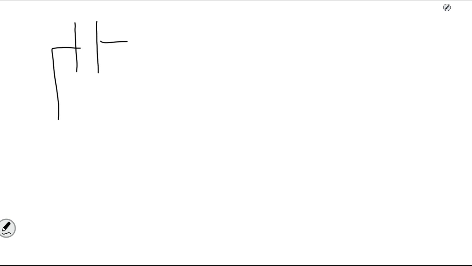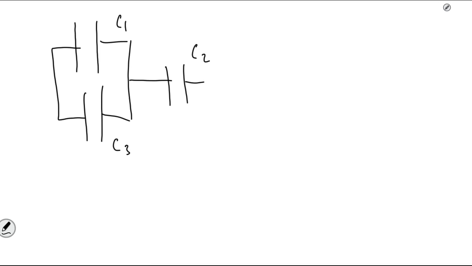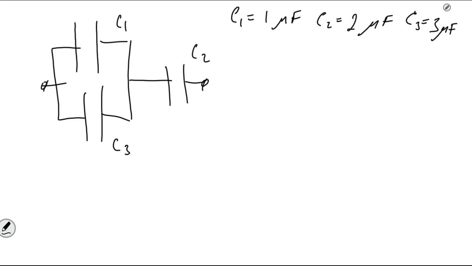C1, C2, C3, and we know that C1 equals 1 microfarad, C2 equals 2 microfarad, C3 equals 3 microfarad, and the applied voltage is 6 volts. And this is from here to here, 6 volts.